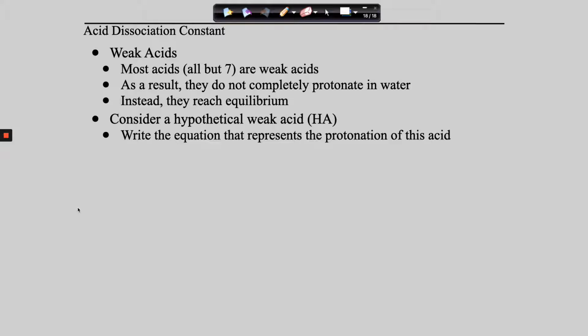What's the question that you should be asking before you get started? Do we include water? The answer is no, don't include water. You guys all done? So it looks like this. We've got HA, and HA breaks apart, and it forms H+, and it forms A-. But guys, what's my mistake? Double-headed arrow. And this is the reaction that represents the protonation of a weak acid.